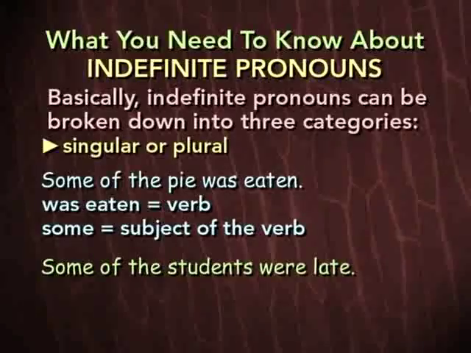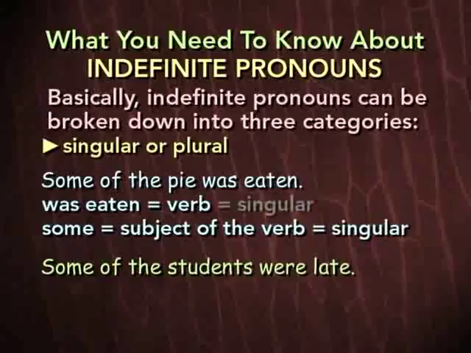Now, is that pronoun singular or plural? In this case, it's referring to some of the pie, which is a single thing, one piece of the pie. Therefore, we consider the pronoun singular in this sentence, and that's why the singular verb was eaten is correct.